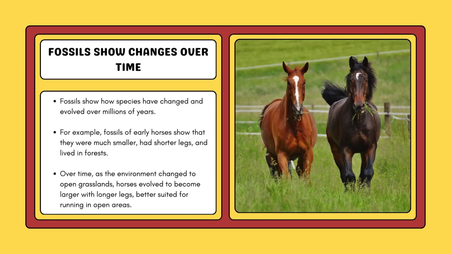Fossils show changes over time. Fossils show how species have changed and evolved over millions of years. For example, fossils of early horses showed that they were much smaller, had shorter legs, and lived in forests. Over time, as the environment changed to open grasslands, horses evolved to become larger with longer legs, better suited for running in open areas.